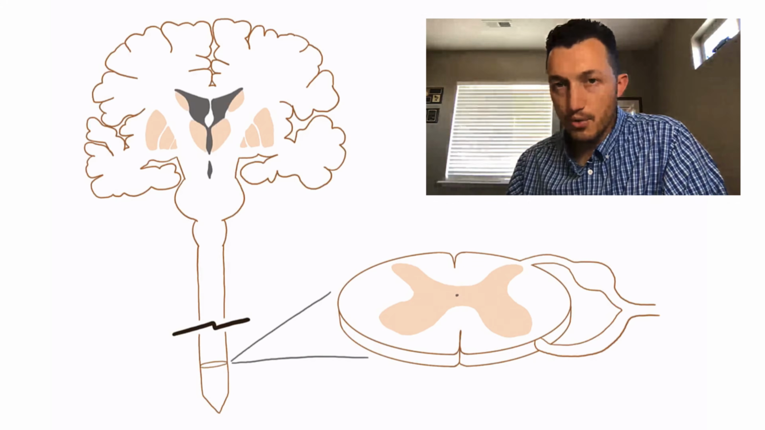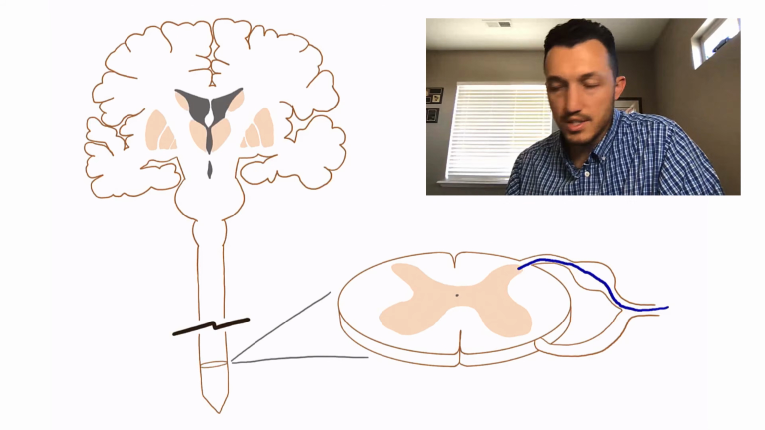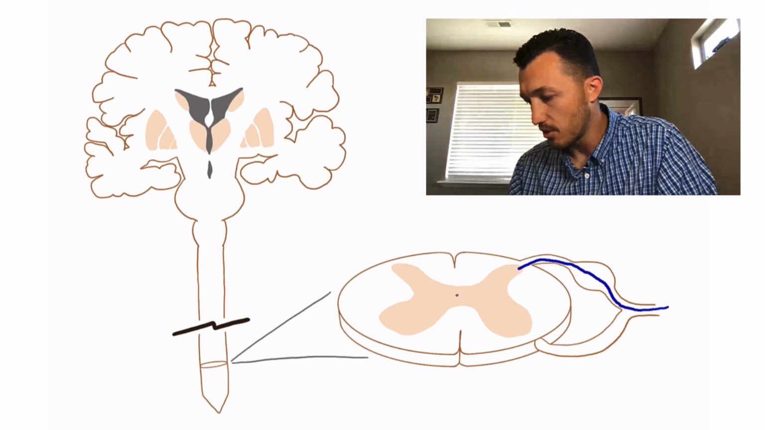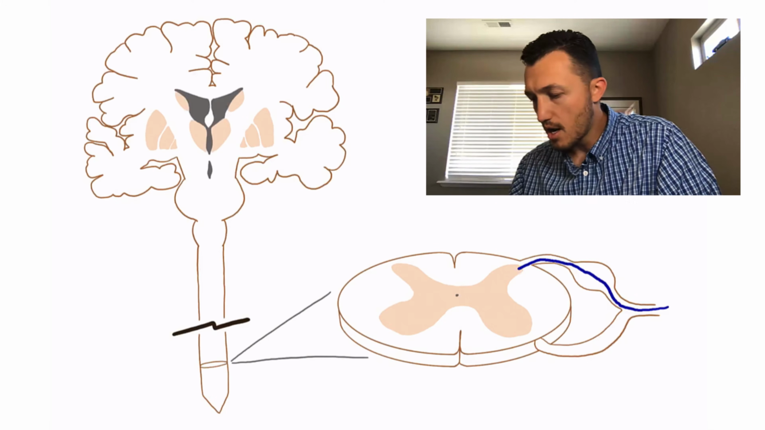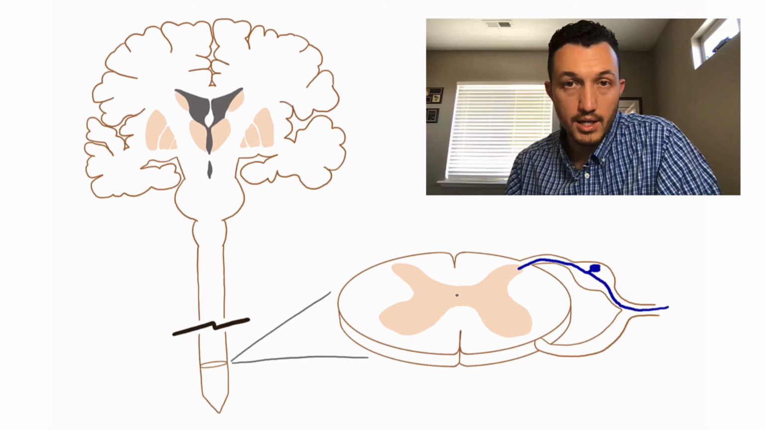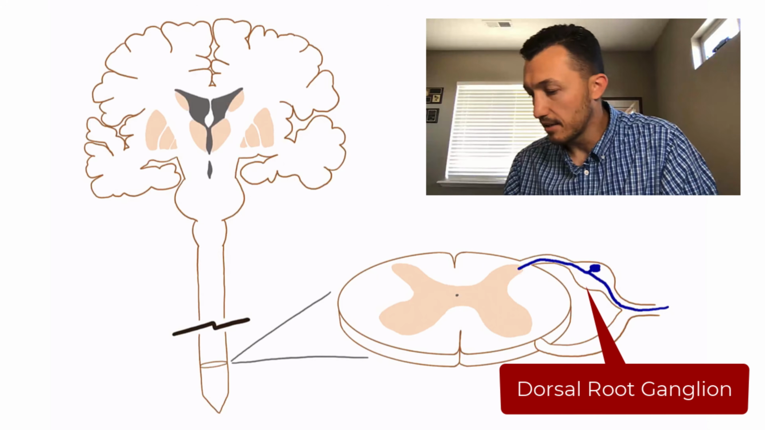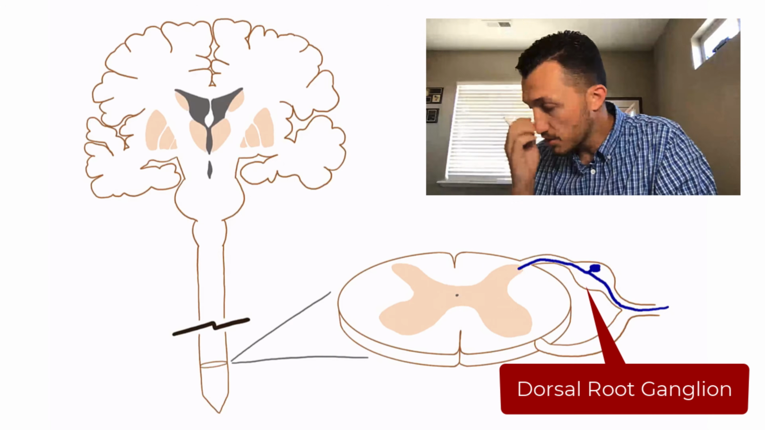So let me go ahead and draw our first order neuron that would be coming in here through the spinal nerve root and coming in through the posterior root at this spinal cord segment. And as you can see with this drawing, we're using a lumbar level from the spinal cord. Now, really important to know is right here is our cell body for our first order neuron in this dorsal column pathway, which resides there in the dorsal root ganglion. So that's the first order neuron.